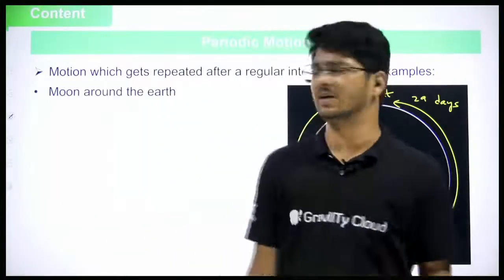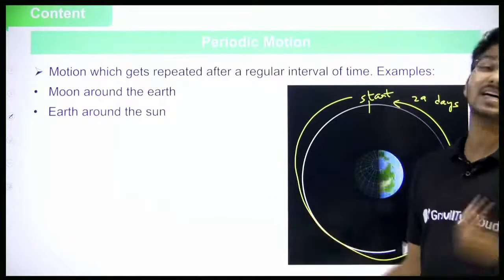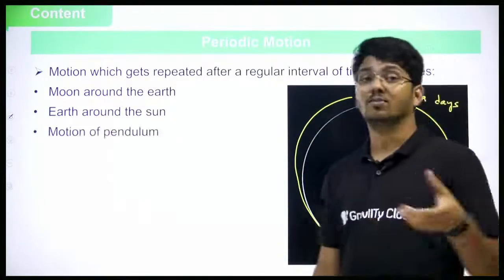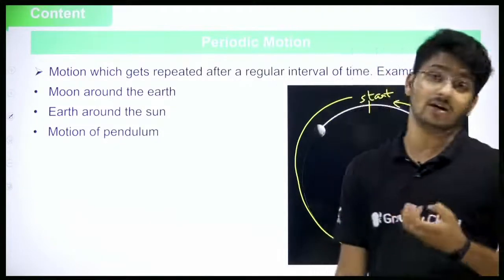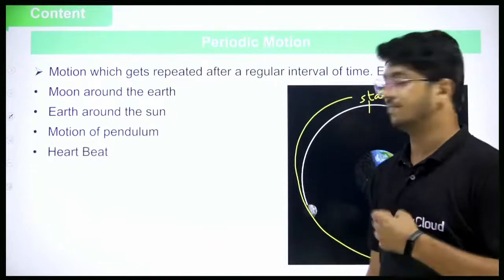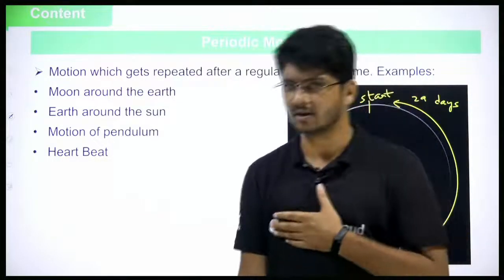Examples, many examples we have. Moon revolving around the earth, earth revolving around the sun. Motion of a pendulum is also periodic. And one more interesting one, what is that? Heartbeat. Our heartbeat is also periodic. Yes or no? You can feel it.